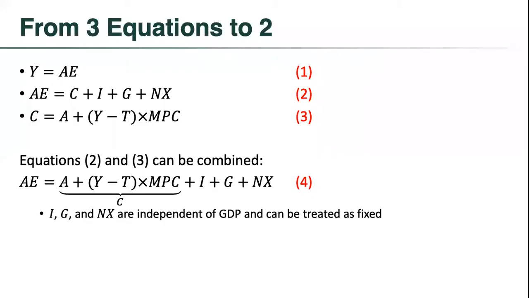So stay tuned. The first thing that we're going to do is make a substitution. So we're going to pull the right side of equation 3, which is describing consumption, and we're just going to put it in for consumption in equation 2. And you can see that's what we've done here. We've just inserted our consumption in terms of autonomous consumption and disposable income into this aggregate expenditures description.